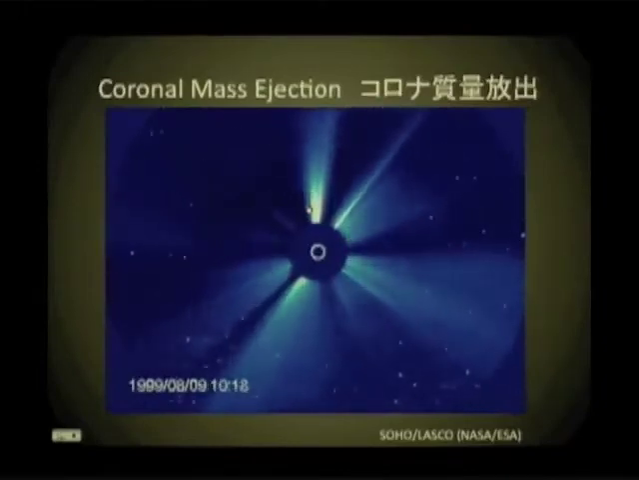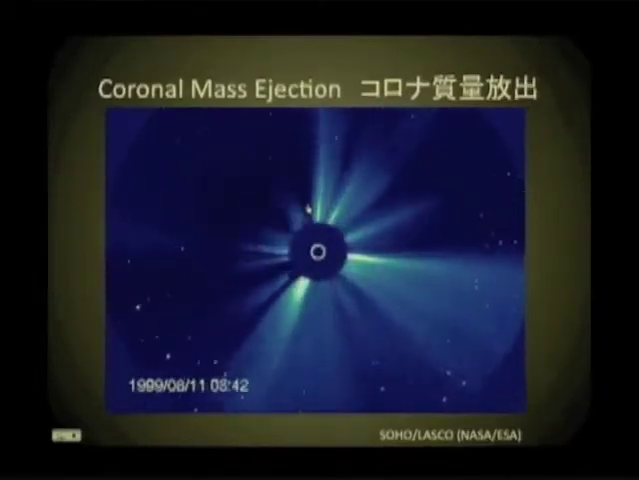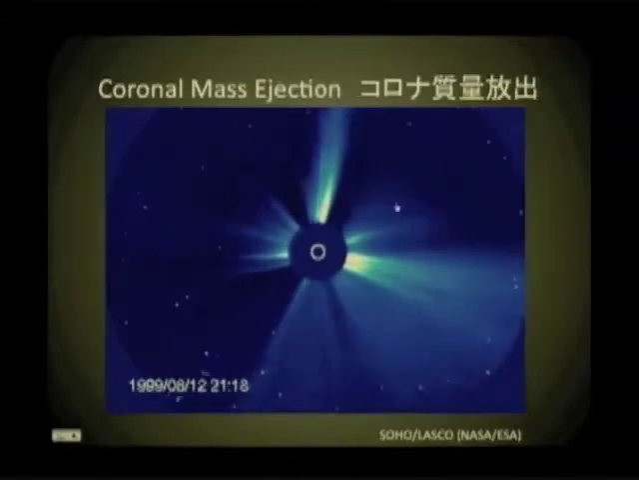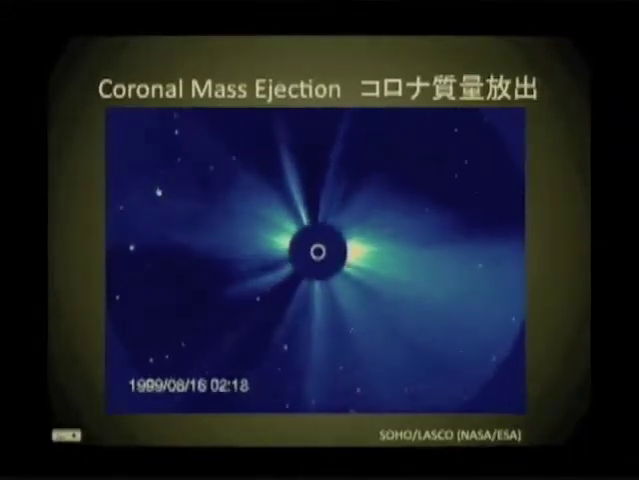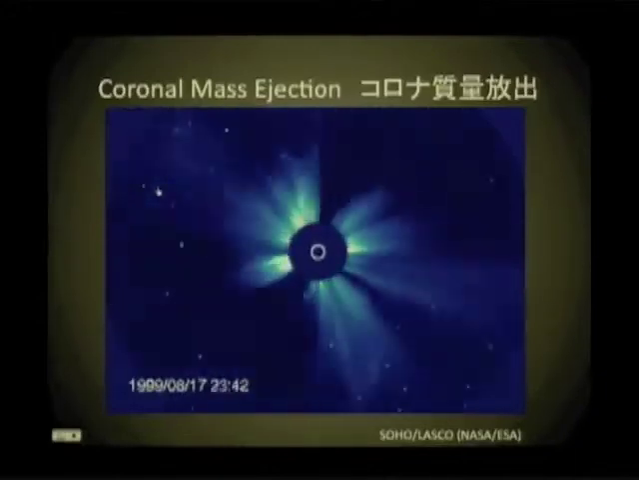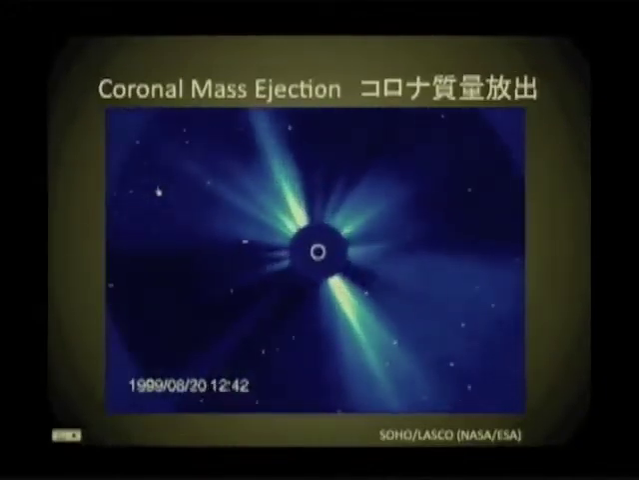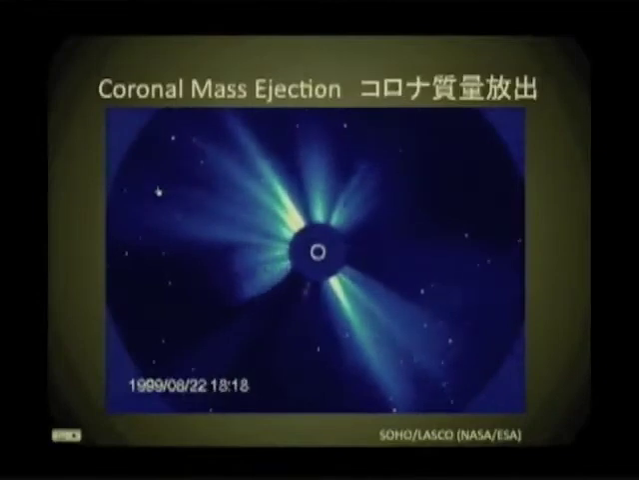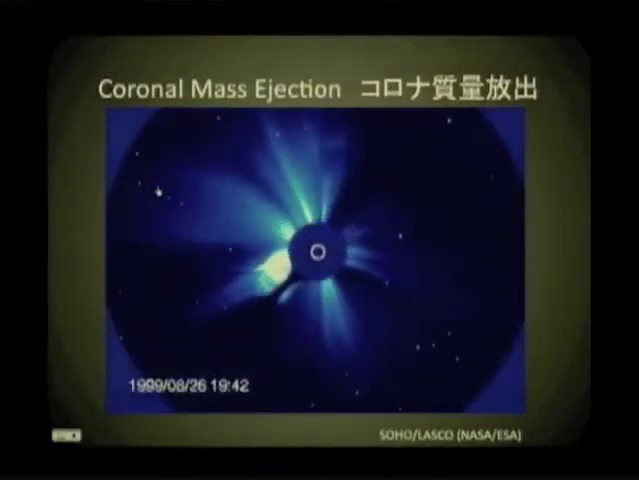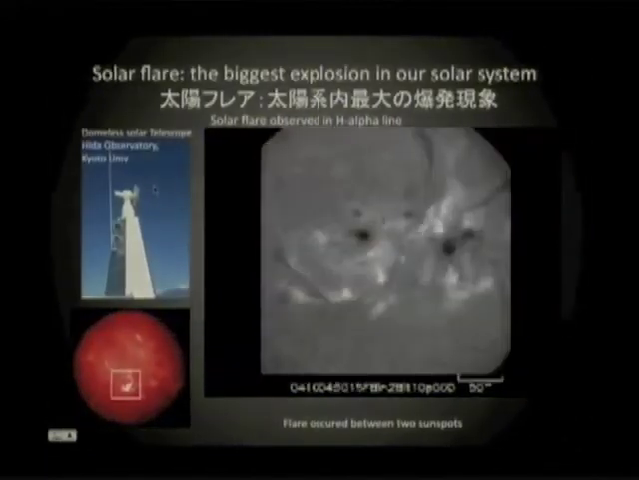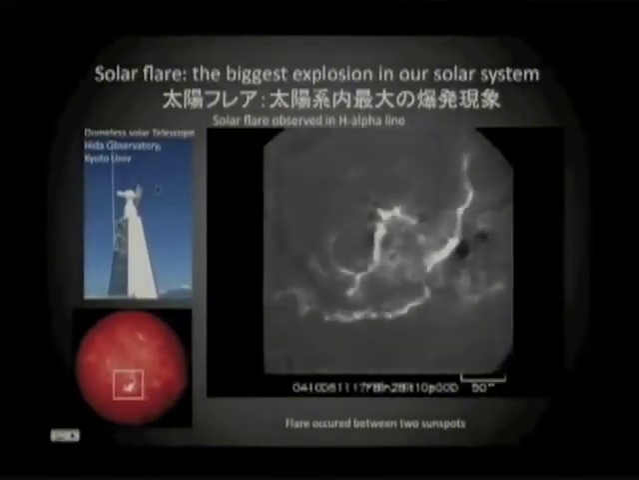You can see the plasma flowing from the sun. If there is a flare or an eruption, you can see a more dense flow of plasma released into space. The eruption, due to the explosion, might be coming to the Earth, which might have an impact on the Earth.